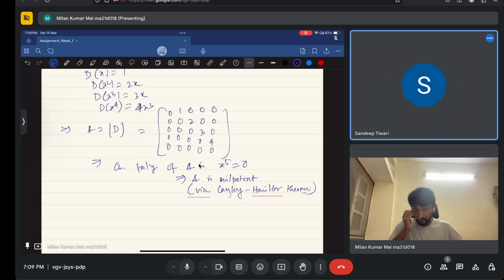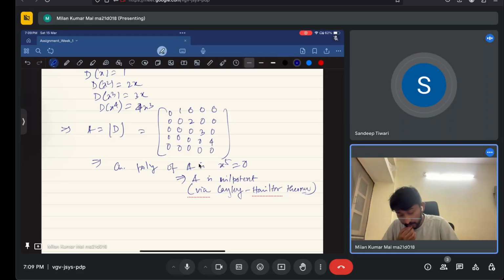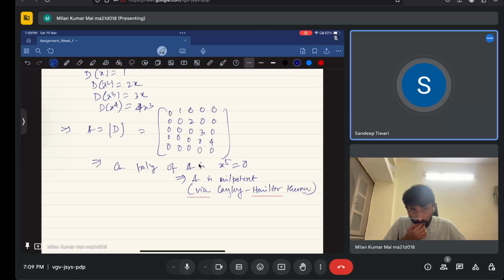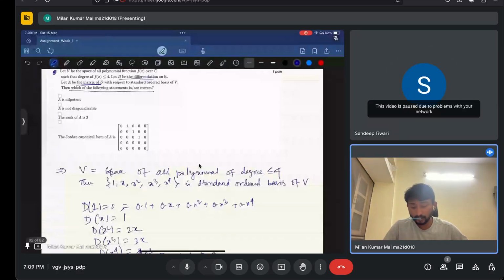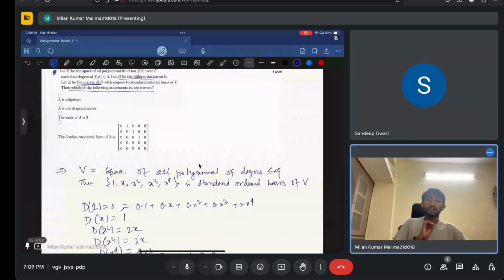And what can be said about the minimal polynomial of this matrix? That is what the question is. Whenever it comes to questions on diagonalizability, the question is the minimal polynomial. What is the minimal polynomial? Clearly, x equal to 0 is not the minimal polynomial.